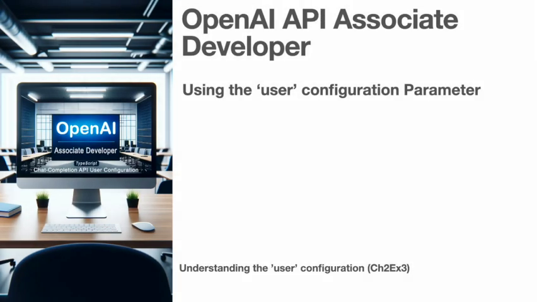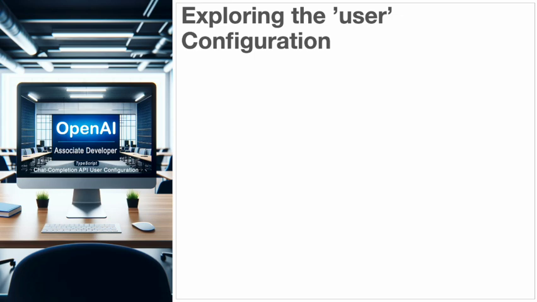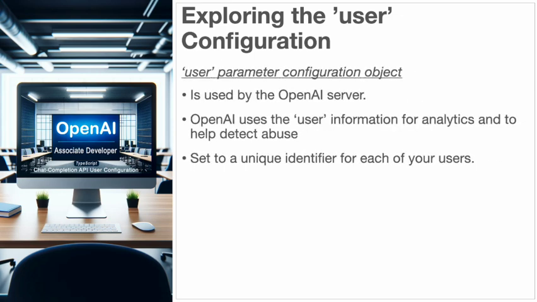In this session, we're going to discuss the user property in the chat.completions.create configuration object. This property is a powerful tool used by OpenAI for tracking and monitoring purposes, and we'll dive into its role and best practices for its use. The user property is used to help OpenAI monitor and detect abuse.